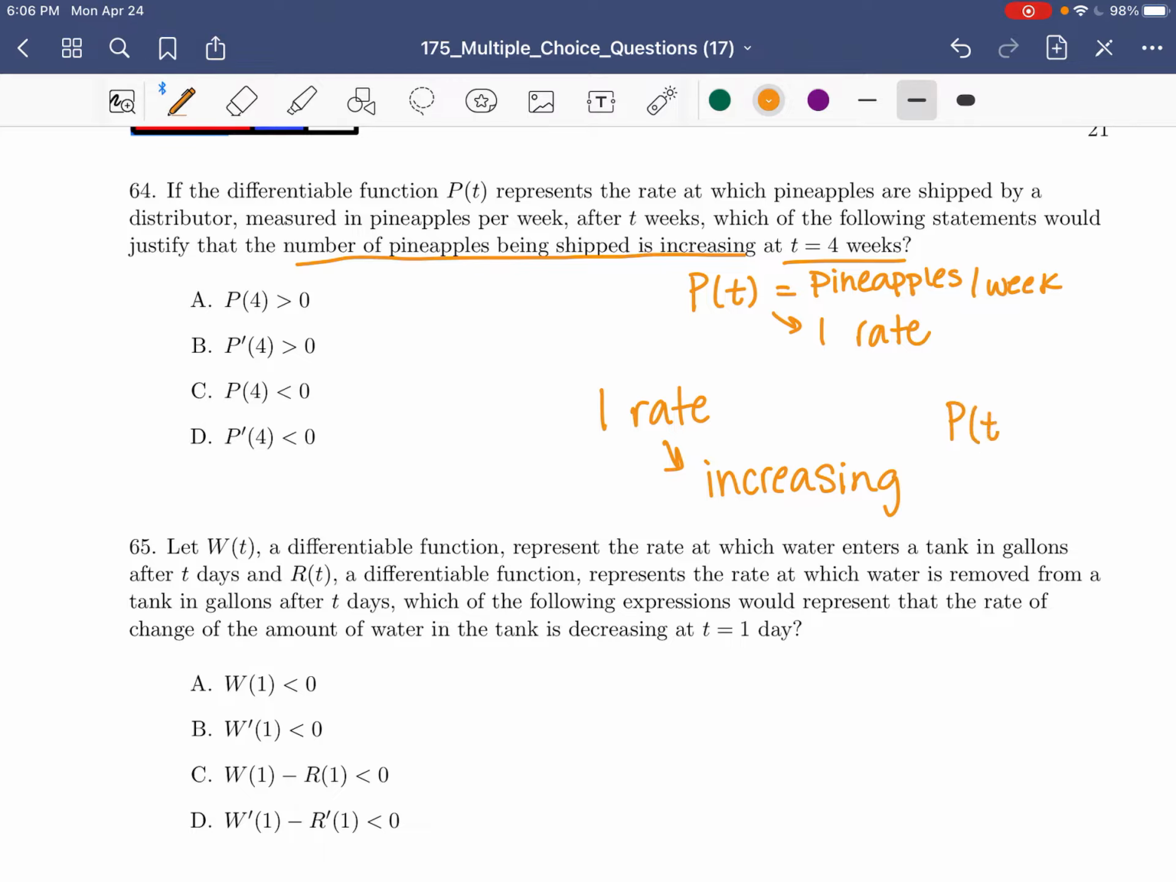So since P of t is already a rate, we don't need to take a derivative of it. And to show that it's increasing, it just needs to be greater than 0. So if that rate is greater than 0, that means the number of pineapples being shipped is increasing. So our answer would be A.